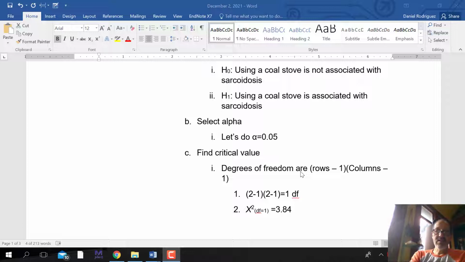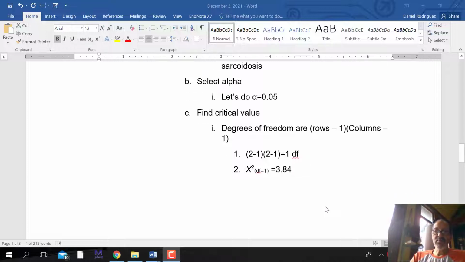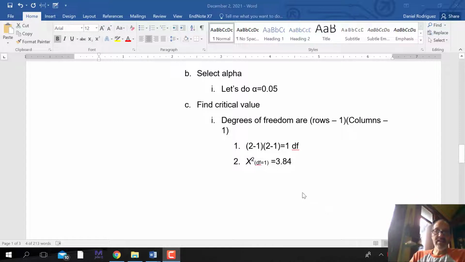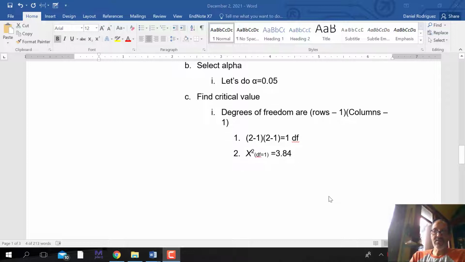The degrees of freedom are the rows minus 1 times the columns minus 1. So we have 2 rows and 2 columns. You'll see it's 2 minus 1 times 2 minus 1 equals 1. And this is what you'll always have when you have a 2x2 table. And the chi-square critical value in that case is 3.84. It's always 3.84 with that alpha.